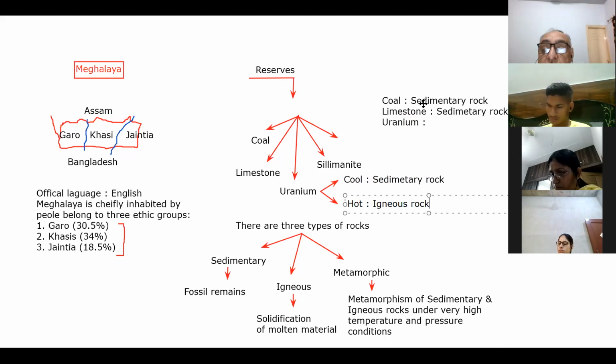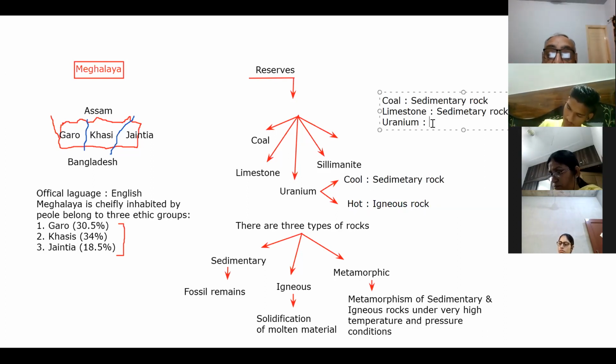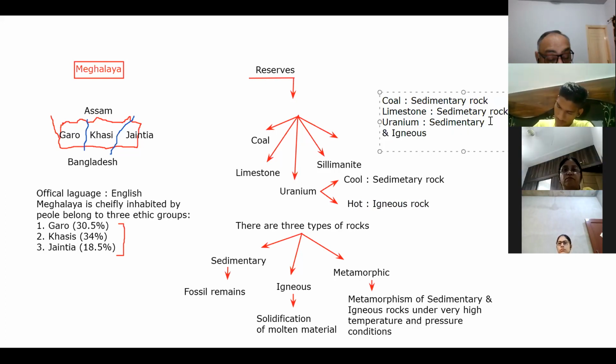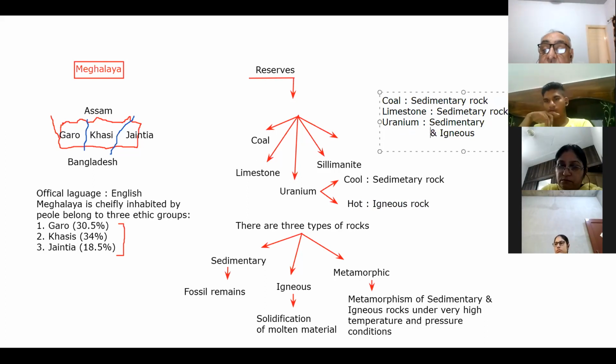This is important. So uranium is found in sedimentary as well as the igneous rocks. So uranium is found in this type of setting. This is about uranium.